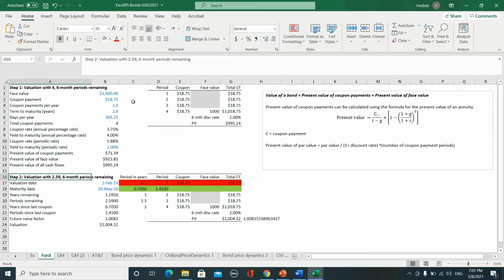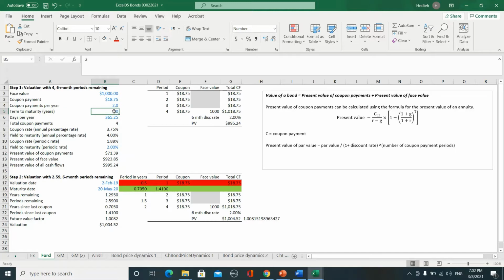So the data that we have, we are given the face value of a bond. This is a cash flow that you will receive at the end of the life of a bond. So this is $1,000. And then it is mentioned to you that you will receive coupon payments semi-annually. So you will receive 2 coupon payments per year. And term to maturity, or number of years that are left till the maturity of a bond, is 2 years.